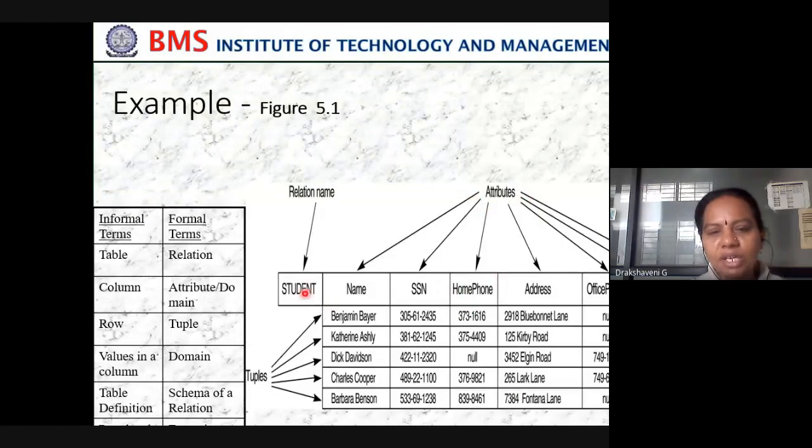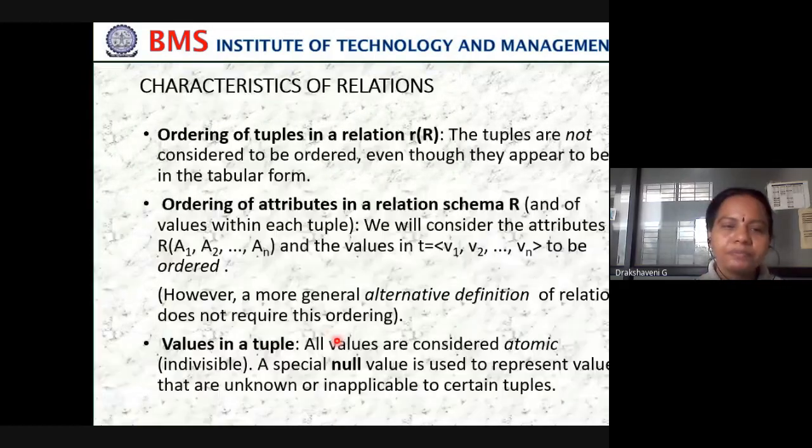What is the name of the relation? The name of the relation is students. Whatever details we store, this is one tuple, this is another tuple, this is another tuple. This is an example taken with the one relation called students. That's what is called an attribute. This is the relation name, and these are called tuples.